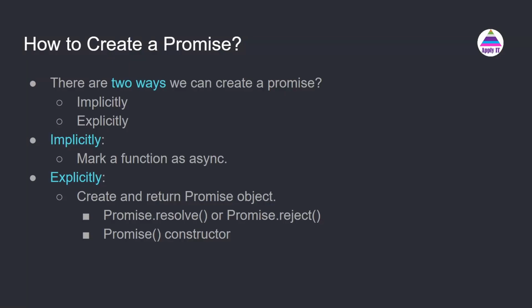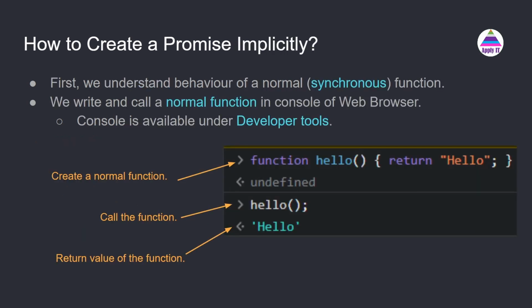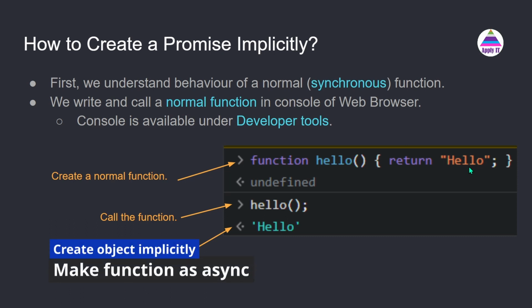So there are three ways to create promise objects. One is implicit and the other two ways are explicit. So first let's understand how to create a promise object implicitly. To create a promise object implicitly, we need to understand what is the result of any synchronous function. So first we are going to define one synchronous function hello, which is a normal function which returns some value. And then we are going to convert this synchronous function into an asynchronous function, and then we will call it and we'll try to see what result we are getting.